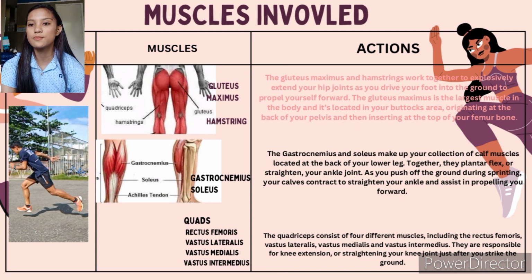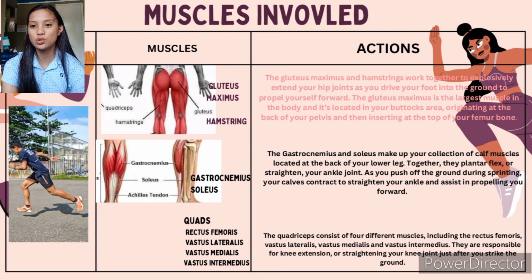So we have here the gluteus maximus and hamstring. They work together to explosively extend your hip joints as you drive your foot into the ground to propel yourself forward. So the gluteus maximus is the largest muscle in the body, and it's located in your buttocks area, originating at the back of your pelvis and then inserting at the top of your femur bone.